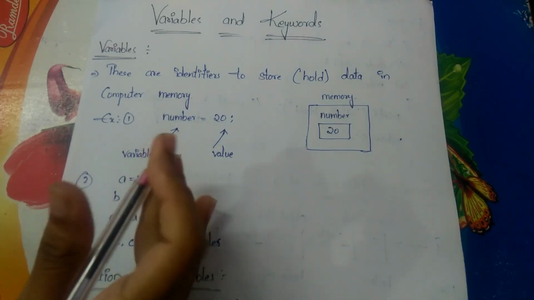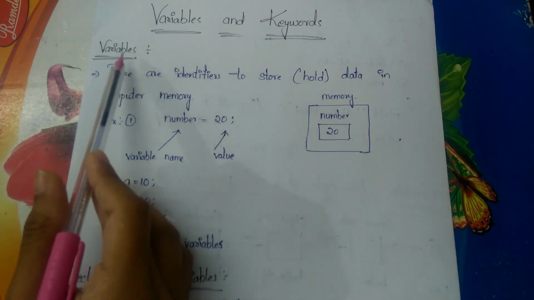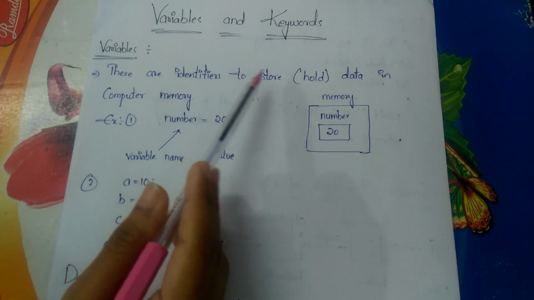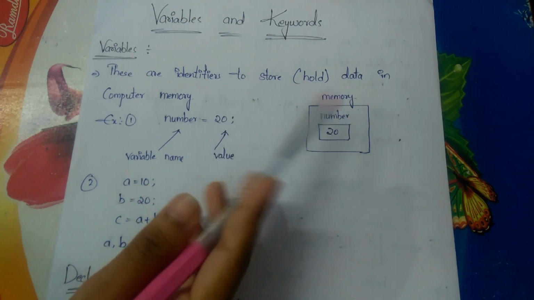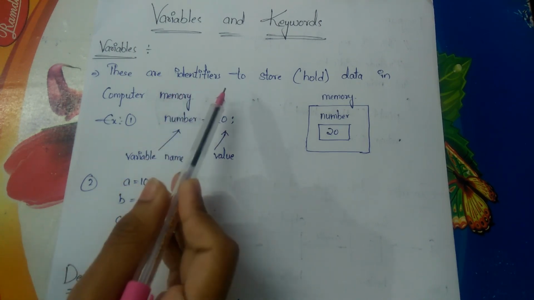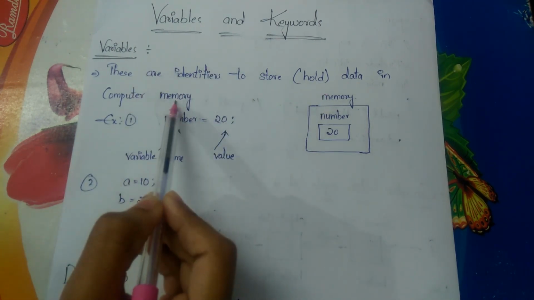Let's see one of the important topics, that is variables and keywords. First, let us discuss what variables are. These are identifiers to store or hold data in computer memory. So these are the variables. They store data in the computer memory.